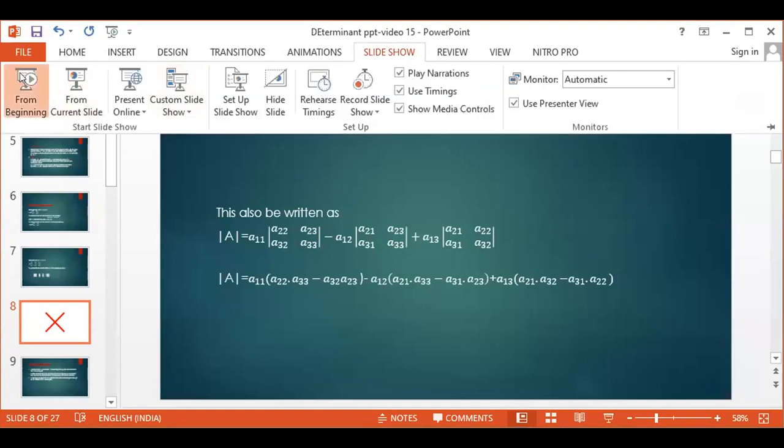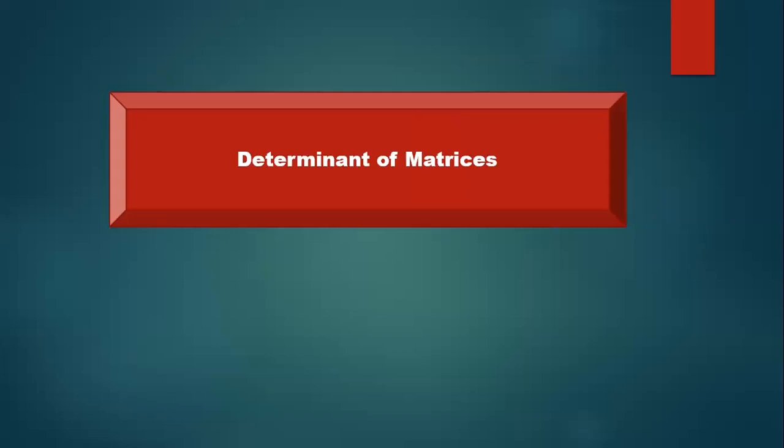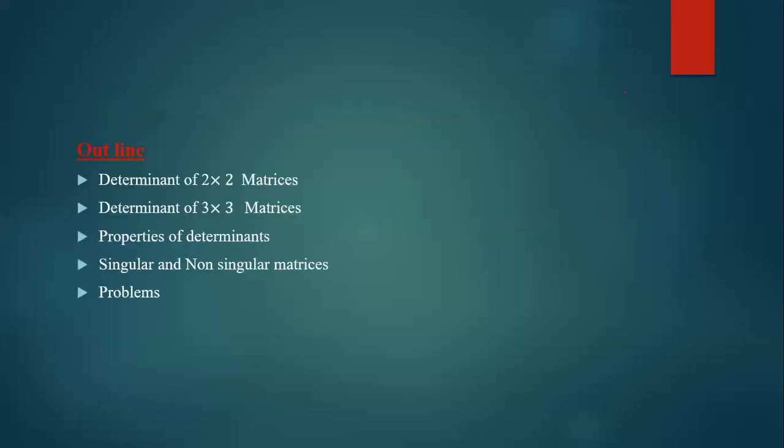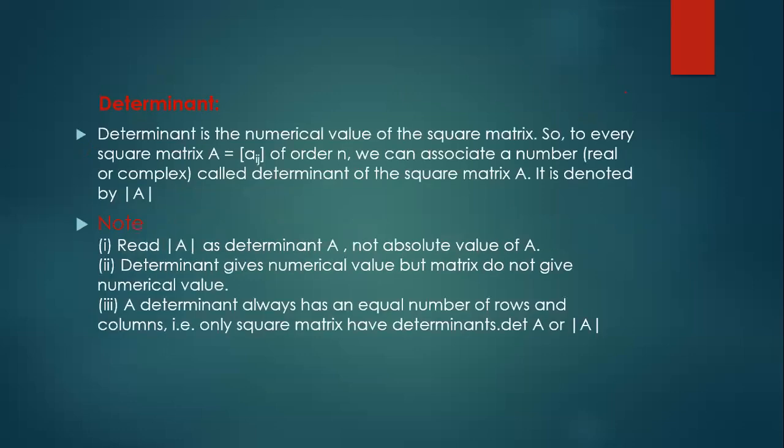Today we are going to see determinants and some problems using determinants. Outline: determinant of 2 by 2 matrices, determinant of 3 by 3 matrices, properties of determinants, singular and non-singular matrices, problems. At the end, what you should learn: using determinants to find the areas of triangles, and using determinants to decide whether points are collinear.